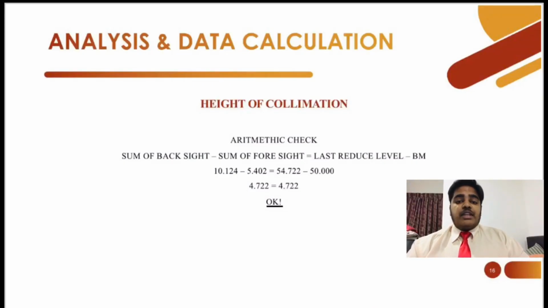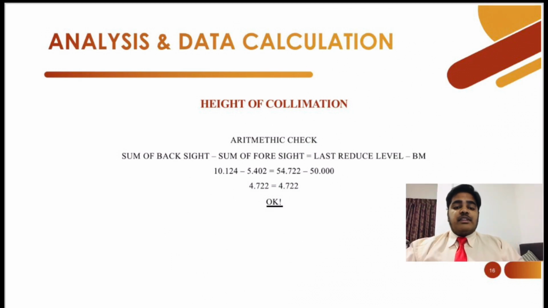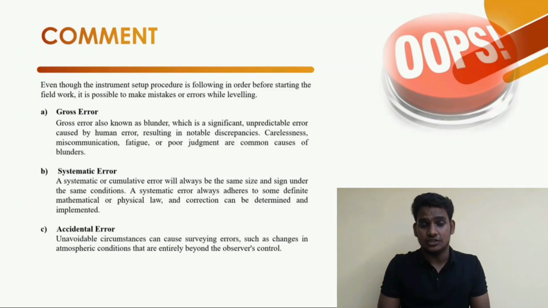Now we will see the arithmetic check in the height of collimation method. The formula is that the subtraction of the sum of foresight from the sum of backsight will be equal to the subtraction of the benchmark from the last reduced level. After calculating, we get the final answer 4.722 on both sides. This means we have done the calculation correctly. The next is the comment section.